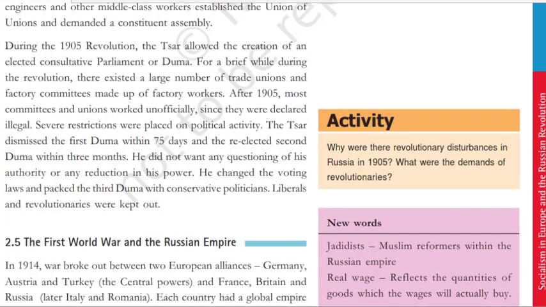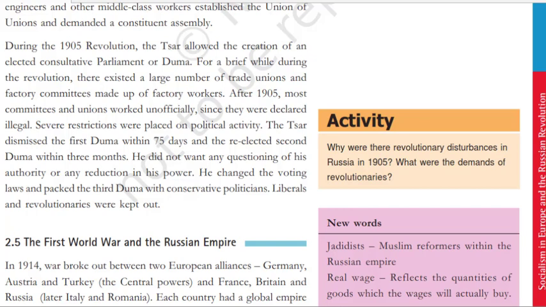During the 1905 revolution, the Tsar allowed the creation of an elected consultative parliament or Duma. For a brief while during the revolution, there existed a large number of trade unions and factory committees made up of factory workers. After 1905, most committees and unions worked unofficially, since they were declared illegal. Severe restrictions were placed on political activity.